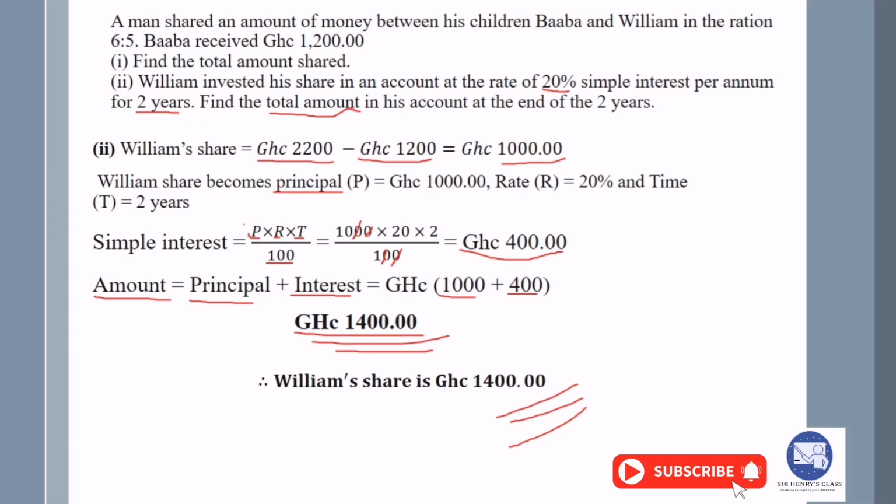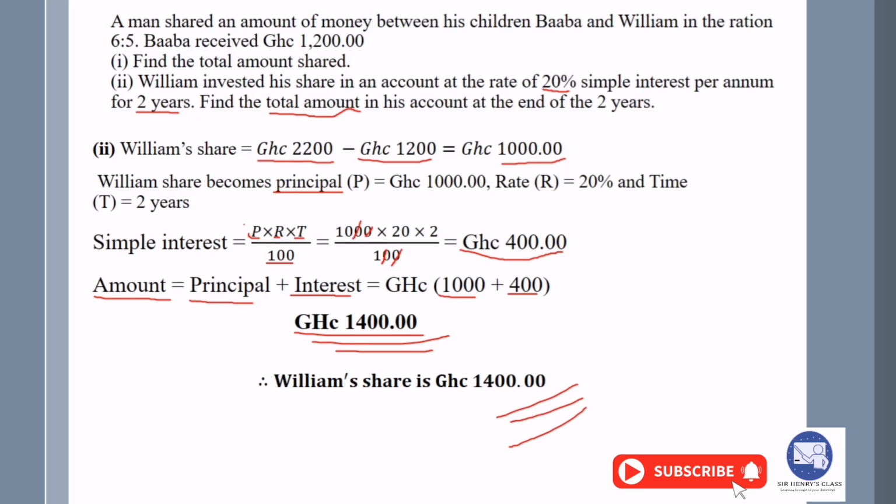That is for I. So II. William invested a share in an account at the rate of 20% simple interest per annum for 2 years. Find the amount in his account at the end of the 2 years. So William's share, now we know the total share to be 2,200. So we subtract Baba's share, which is 1,200, and William's share will be 1,000 Ghana cedis.